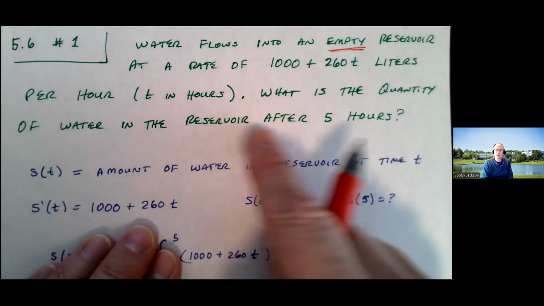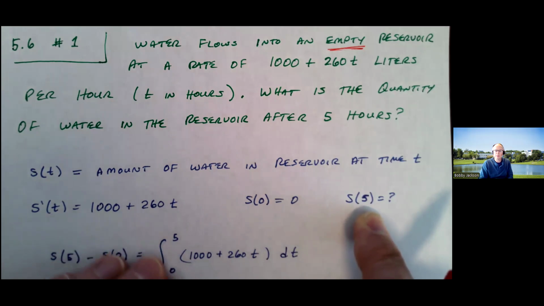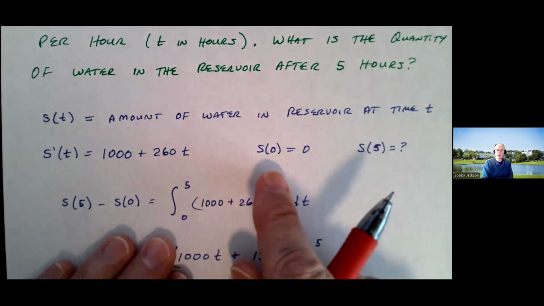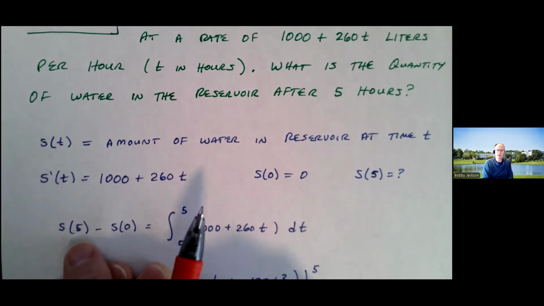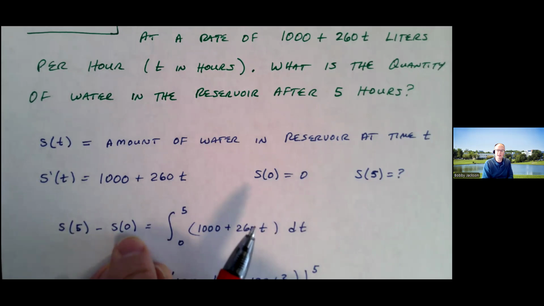What's the quantity of water in the reservoir after 5 hours? So the way we set this up is the net change. Over the 5 hours, the net change of water in liters in the reservoir would be S(5), what we're looking for, minus S(0), what it is initially. That's the net change.